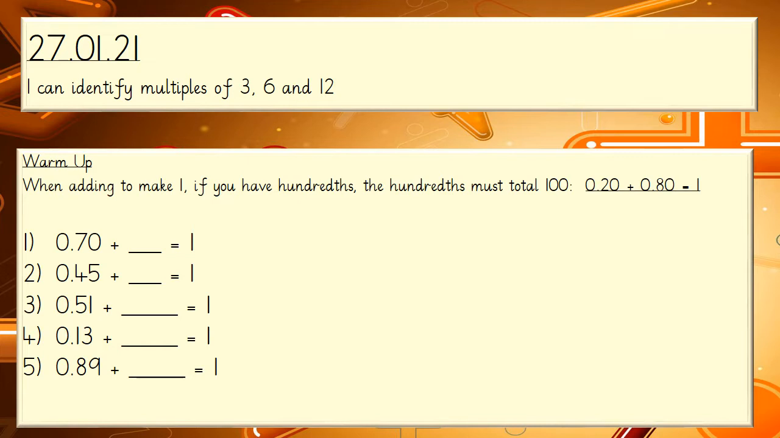Okay, let's have a look at the answers then. So 0.70 add something equals 1, that would be 0.30, and that's because 70 add 30 makes 100. Number 2, 0.55, because 55 add 45 makes 100. Number 3, number 4, and number 5. Check what you've done. Make any corrections that you might need to.